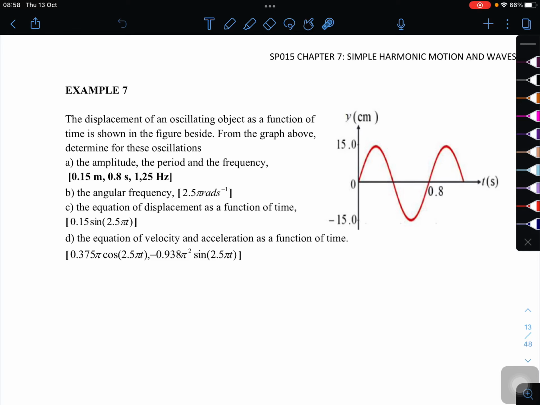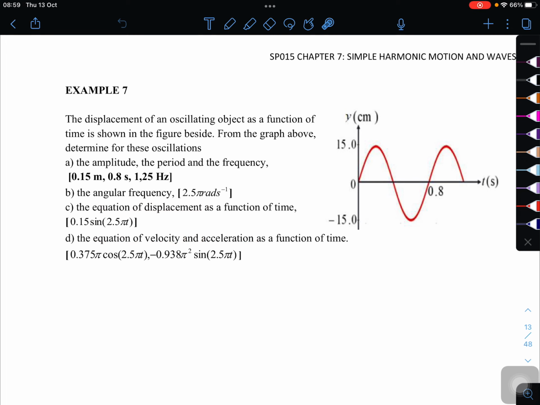Okay, let's look at example 7. The displacement of an oscillating object as a function of time is shown in the figure beside. From the graph, determine for these oscillations the amplitude, the period, the frequency, the angular frequency, the equation of displacement, equation of velocity, and equation of acceleration as a function of time.